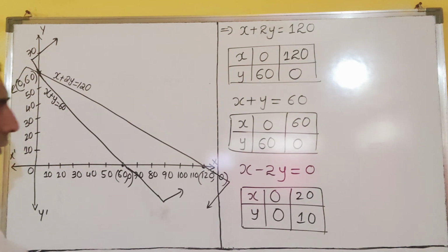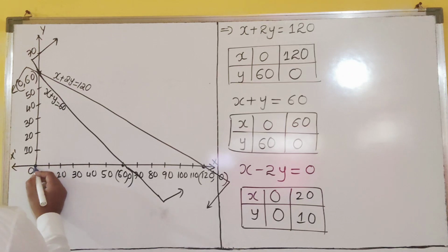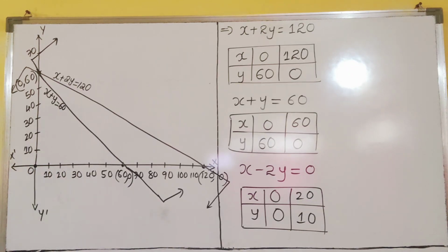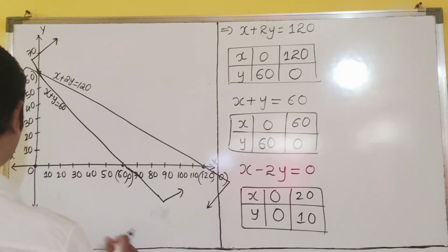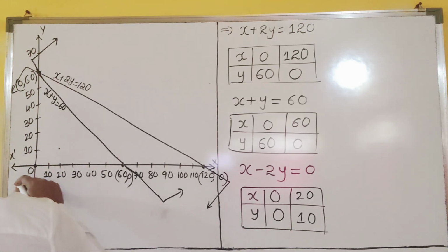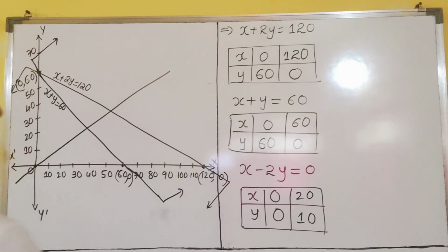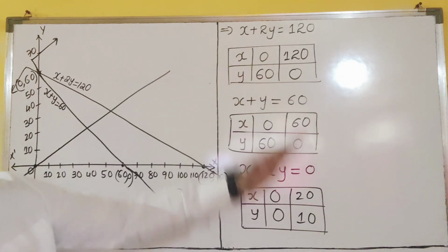So now x is equal to 0, y is equal to 0. 0, 0 means here it will come. Correct? Next, x is 20, y is 10 now. X is 20, y is 10 means here it will come. So I will draw the line for this. It will move like this. Fine. So it is moving like this straight line.